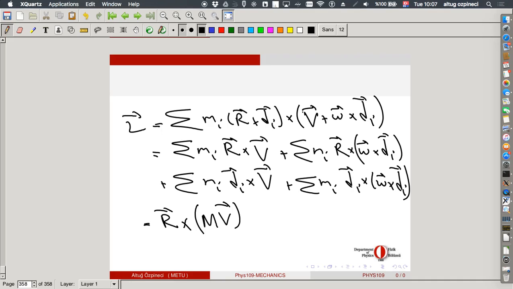Well, if my axis went through the center of mass, then I could identify this with the momentum of the center of mass. But remember, my axis doesn't necessarily go through the center of mass yet. So this is not necessarily the total momentum of my system. Plus, well, again, if you look at over here, r is independent of the summation, omega is independent of the summation. So there I can just take them out, r cross omega cross the sum of mi times di.